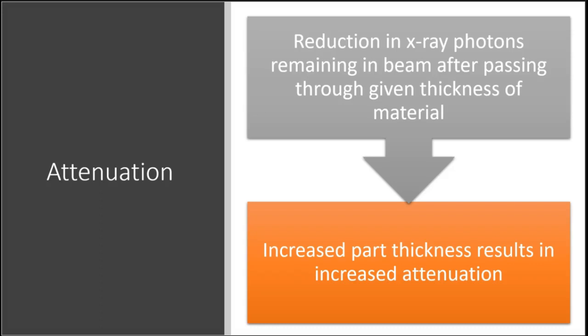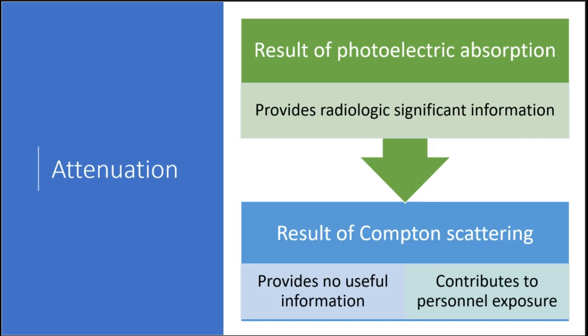So what is attenuation? It is a reduction in the X-ray photons remaining in the beam after passing through a given thickness of material. So typically when we're talking about a given thickness of material, we're talking about a patient, okay? And it's what is left in the remnant beam once you are done going through your medium, which is the patient. So increased part thickness results in increased attenuation. It is a result of photoelectric absorption, so it provides radiologic significant information.